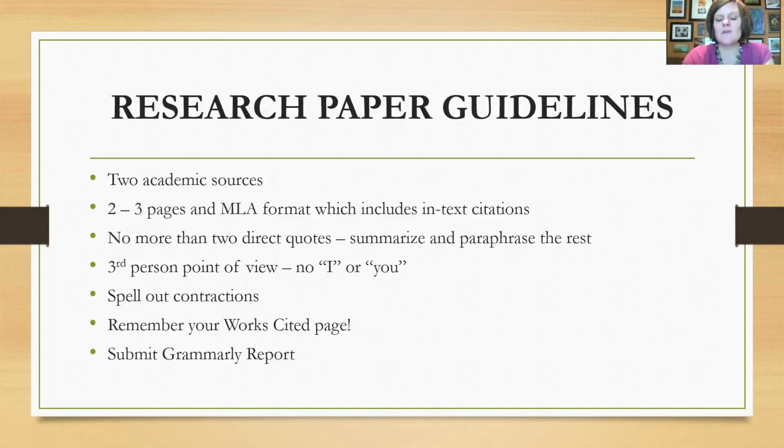We've already gone over the research paper guidelines, but I want to reiterate: make sure you have 2 academic sources that you've used in your paper and that are listed in the Works Cited page. I'm looking for 2 to 3 written pages, everything MLA formatted, and that does include in-text citations. Please know that I do not want any more than 2 direct quotes. That means if you're going to use more information, then you must summarize or paraphrase the rest, okay?